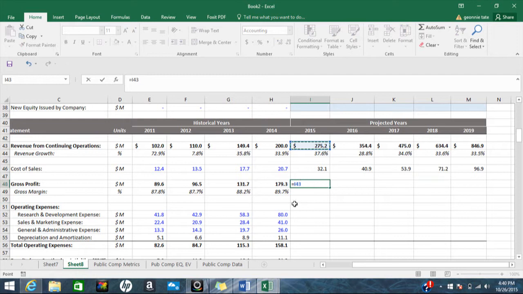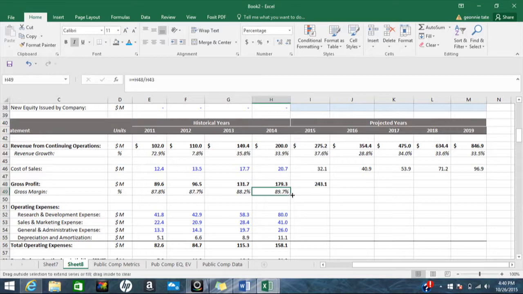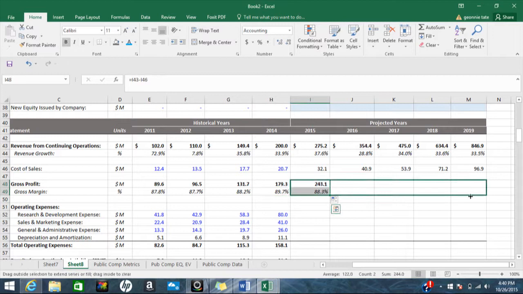For the gross profit, I can just calculate from the sheet here. Take the revenue minus cost of goods sold, or cost of sales as it's labeled here. I'm going to copy that over.